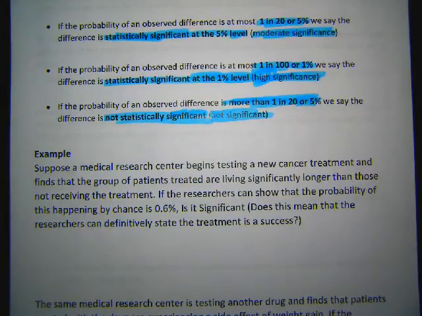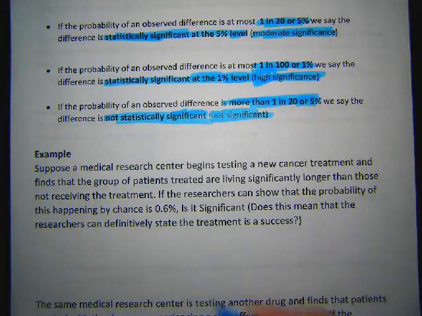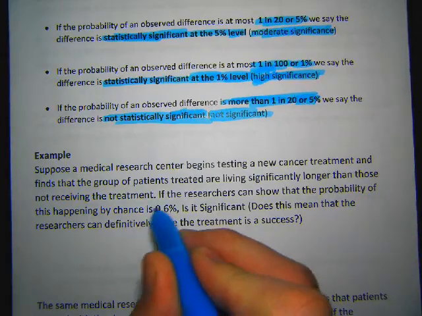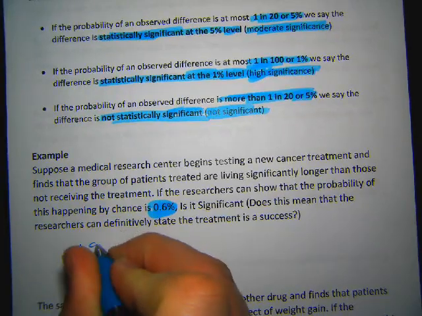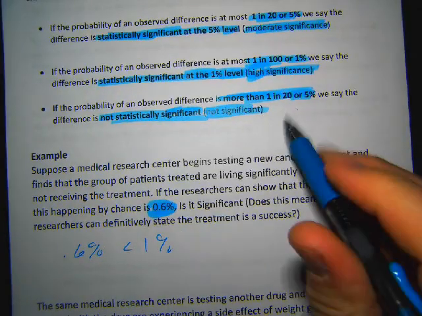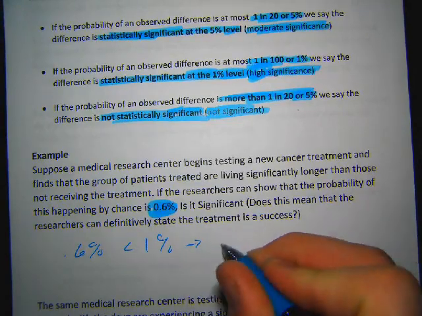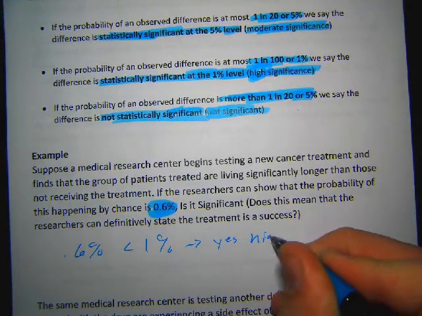Well, that's really low, right? That's less than 1%. So is it significant? Well, yes, this is significant. This cancer drug treatment is probably actually doing something, because we can check and we can see that there's less than a 1% chance that these people are living longer just by chance. The drug is probably doing it. So because the probability is 0.6%, we can say that 0.6% is less than our 1% cutoff for high significance, this tells us that yes, it's high significance.